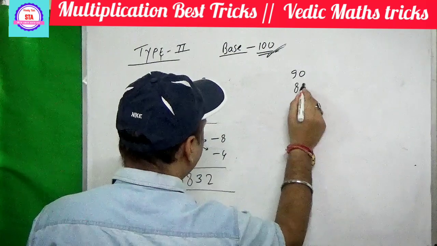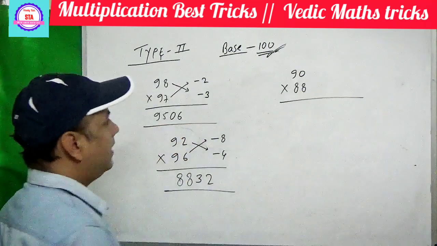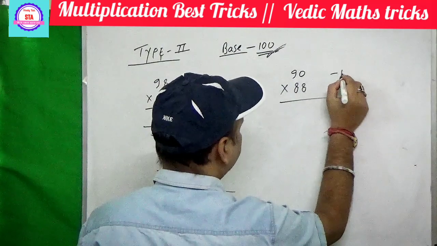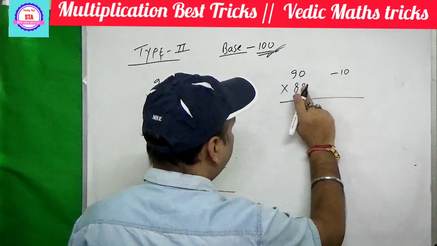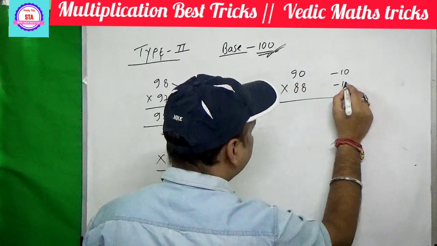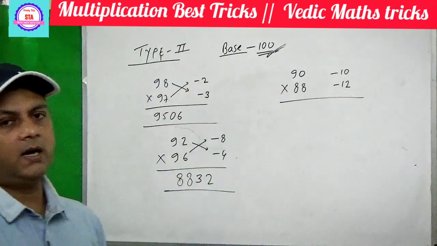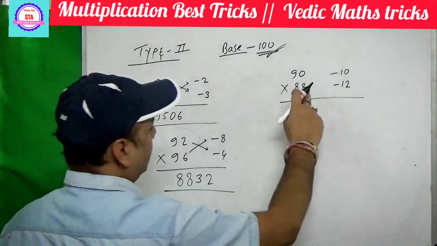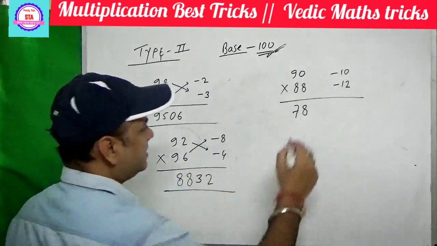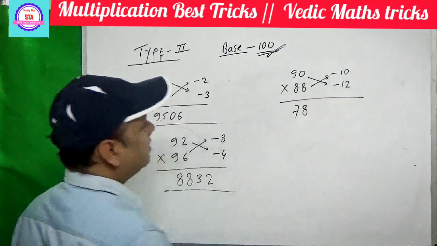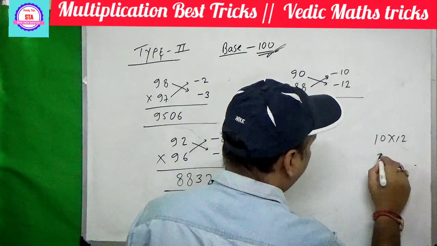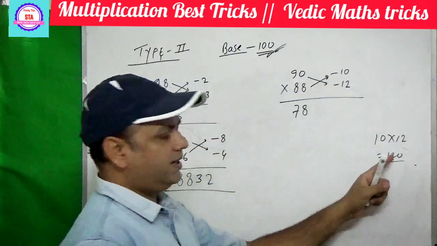90 into 88. Take 90 into 88. 90 minus 100, that is minus 10, and 88 minus 100, that is minus 12. Minus this, that is 78. This into this, minus this, or this minus this. Then multiply 10 into 12, that is 120. This is the 3-digit number.